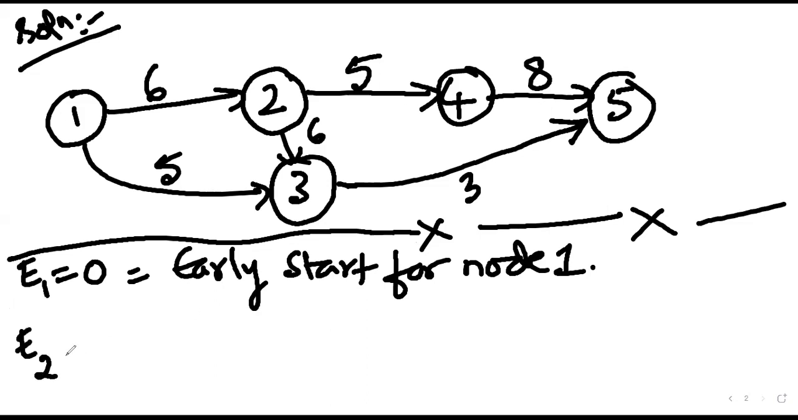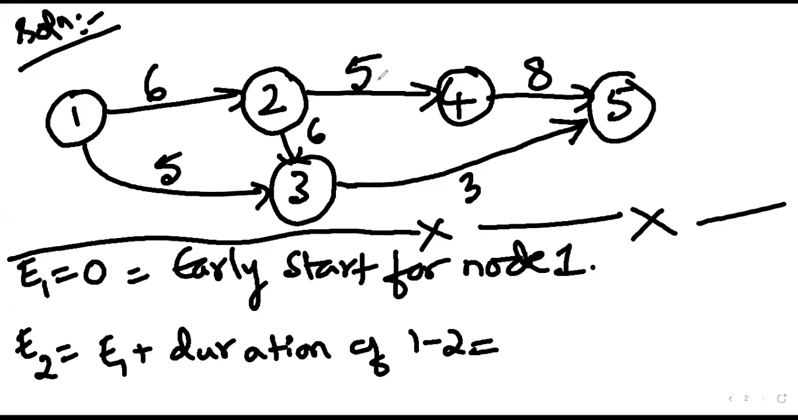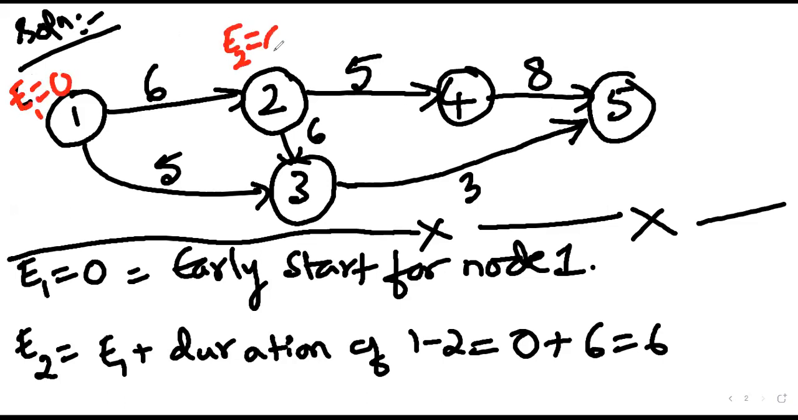Next, what would be E2? We calculate E1 plus duration of the 1-2 activity. And how much is that? 0 plus 6. Correct. So you can start writing here. This is not required in the examination, but if you can write, it is better. What about E3?